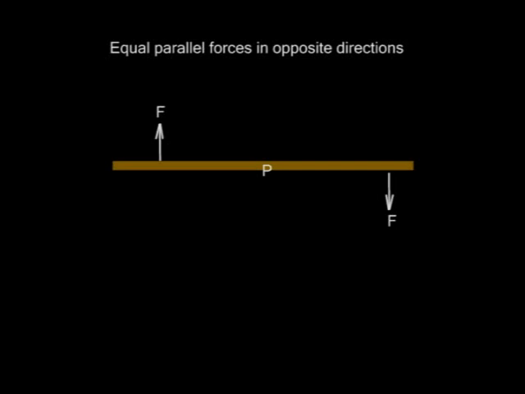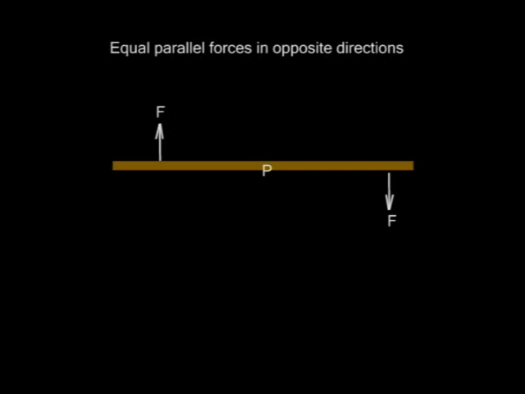Next, we look at equal parallel forces in opposite directions. And again, look at the illustration on your screen. Now, on that figure, there are two parallel and opposite forces acting on a meter rule. The forces are equal, that's why I have designated both of them as F. But notice they are acting in opposite direction. One F is pulling upwards, the other is pulling downwards.